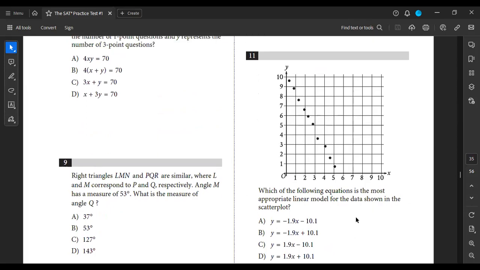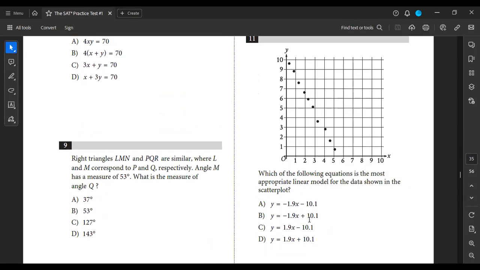Which of the following is the most appropriate linear model for the data shown in the scatter plot? All right. One thing we know is that the y-intercept is when x is 0, that should be about 10. Okay, so 10.1. All of them are about 10.1, but it should be positive. So we can cancel A and we can cancel B.